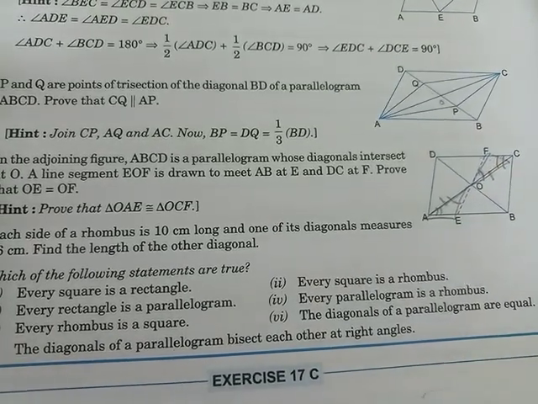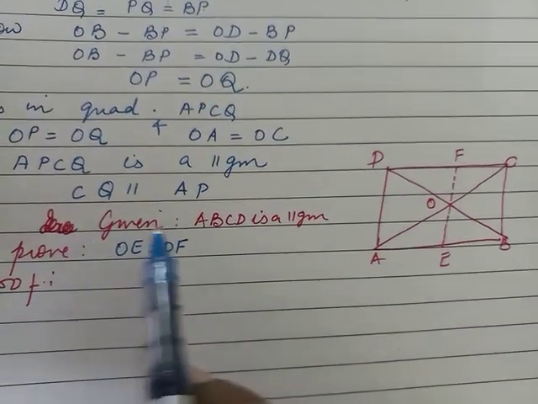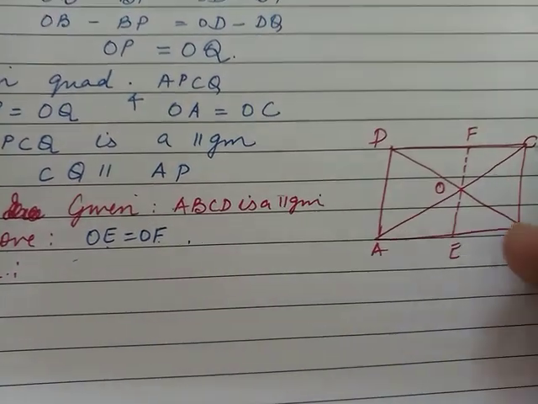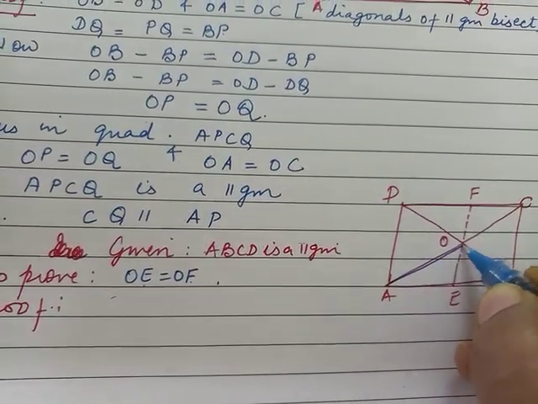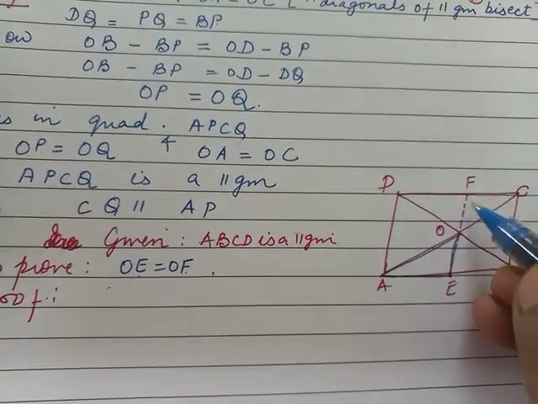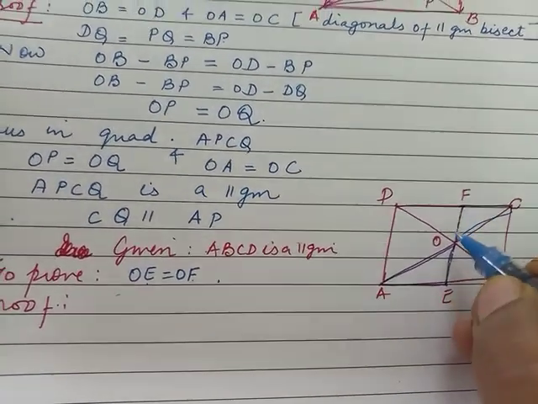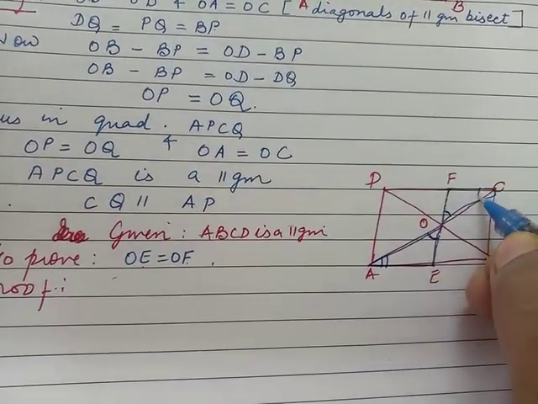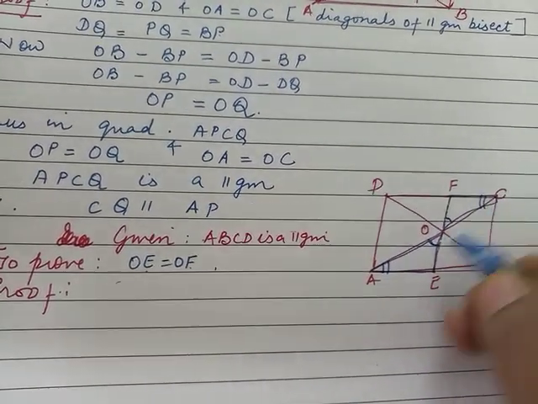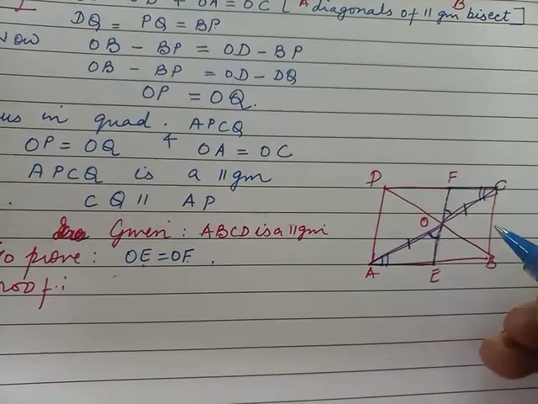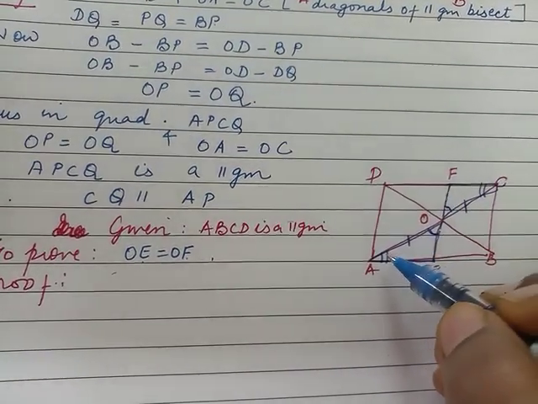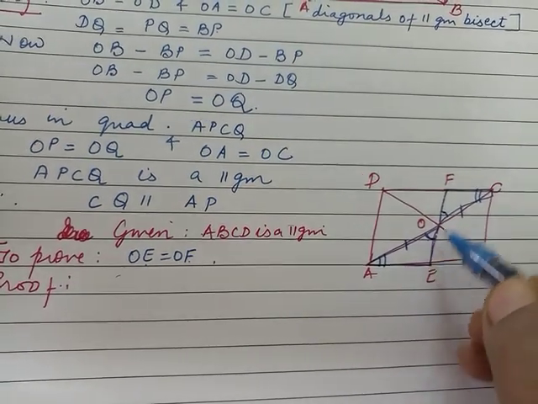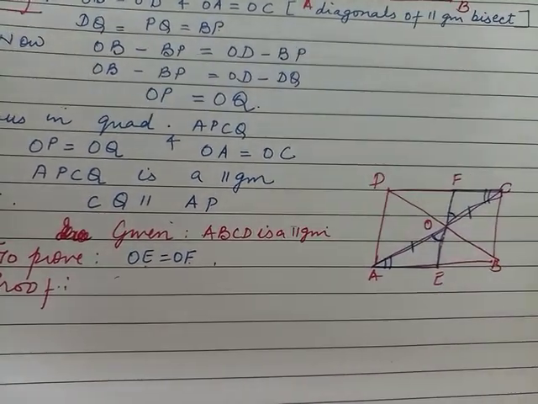So we write the solution now. We are given ABCD is a parallelogram, and we have to prove OE is equal to OF. Which triangles are we considering? We are considering the two triangles AOE and FOC. These two angles are vertically opposite. These two are alternate, and OA is equal to OC as the diagonals bisect. Therefore the two triangles become congruent under the condition of angle, side, angle. Therefore OE is equal to OF. Let's see its solution.